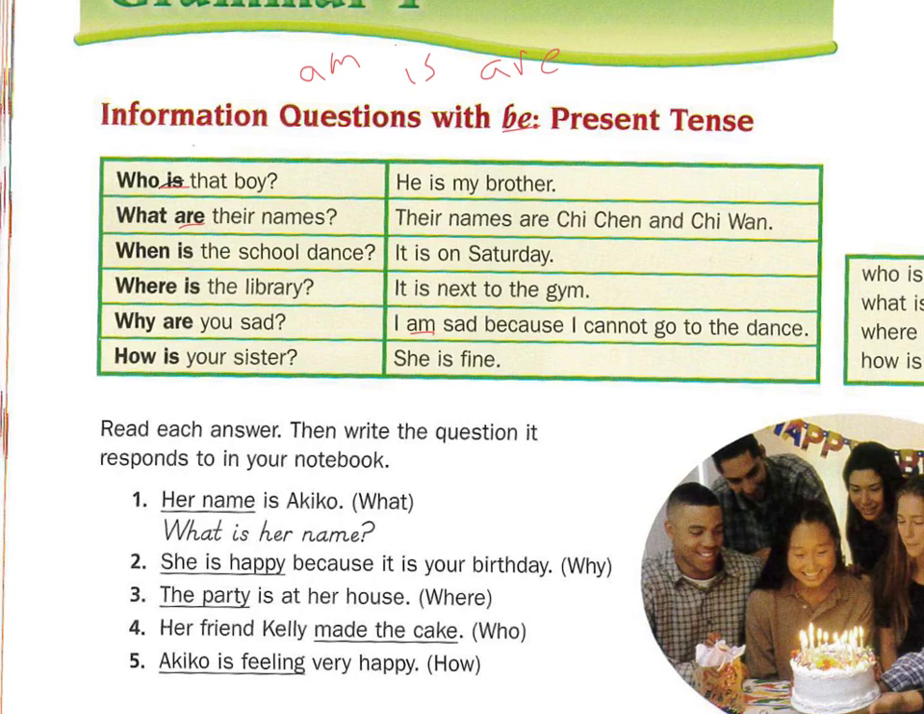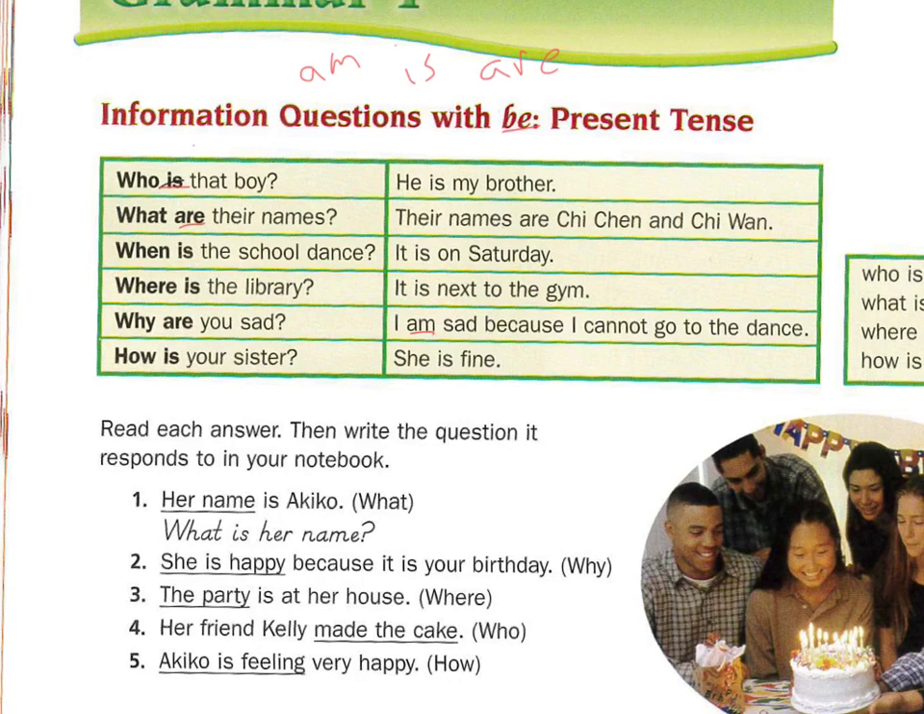So read with me, please. Who is that boy? He is my brother. What are their names? Their names are Chi-Chen and Chi-Wan. When is the school dance? It is on Saturday.